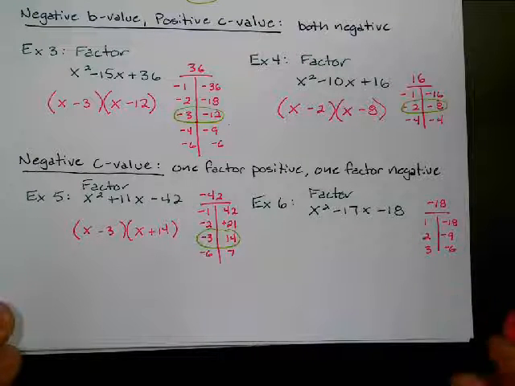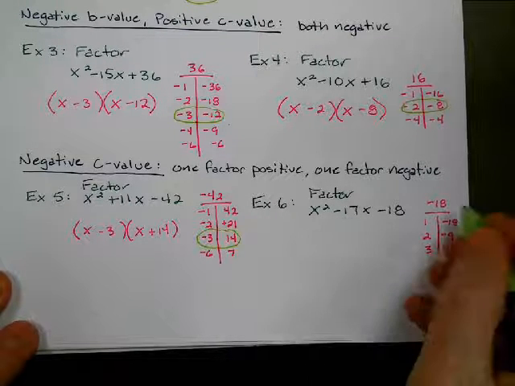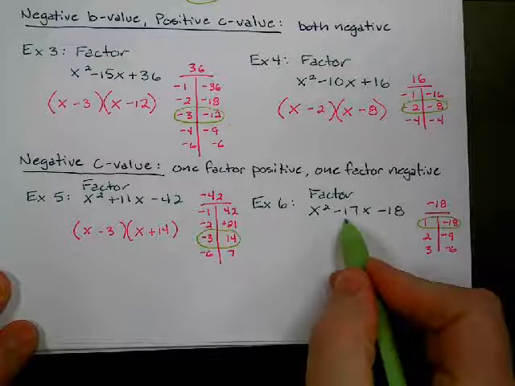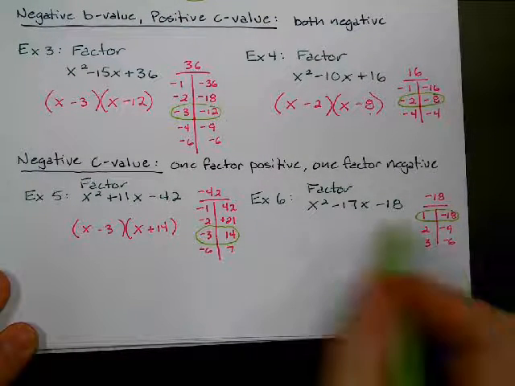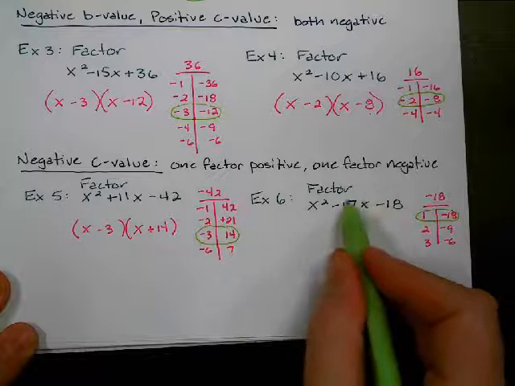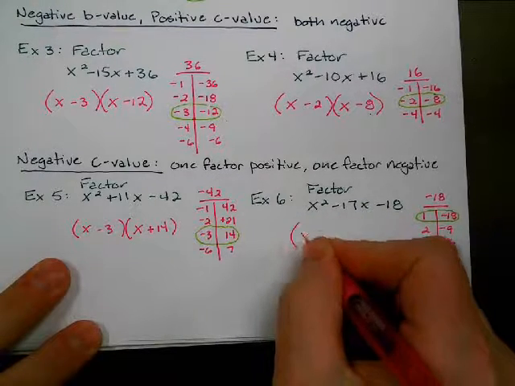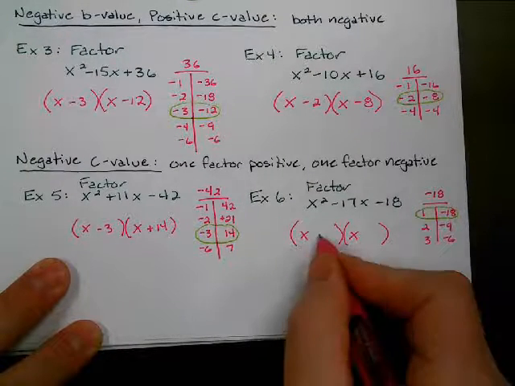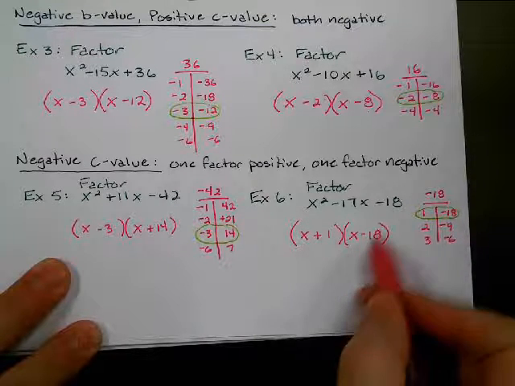Okay, so of those combinations, are any of them giving me -17? Yes, the first one. 1 minus 18 is -17. So see why we made the bigger number negative? Because we had a negative right here. So the bigger number had to be negative. So we're going to lead off with x. And then +1 for this one, and -18 for this one. When you multiply them, you get -18. When you add them together, you get -17.